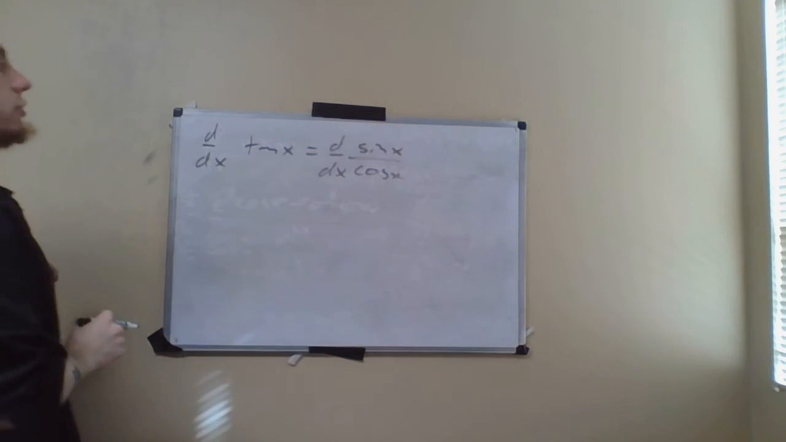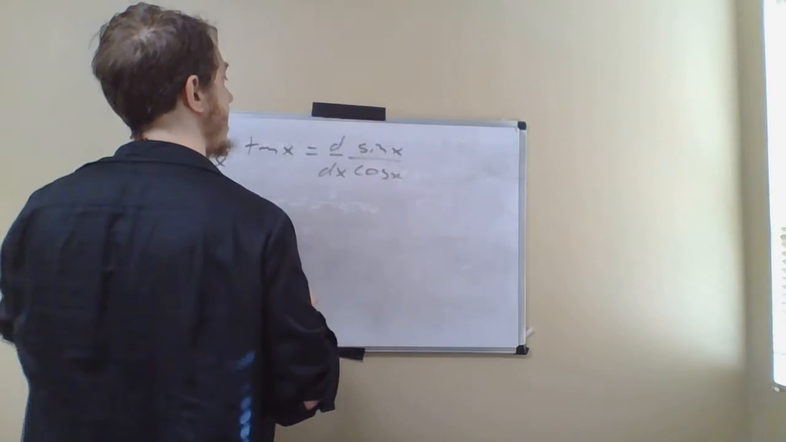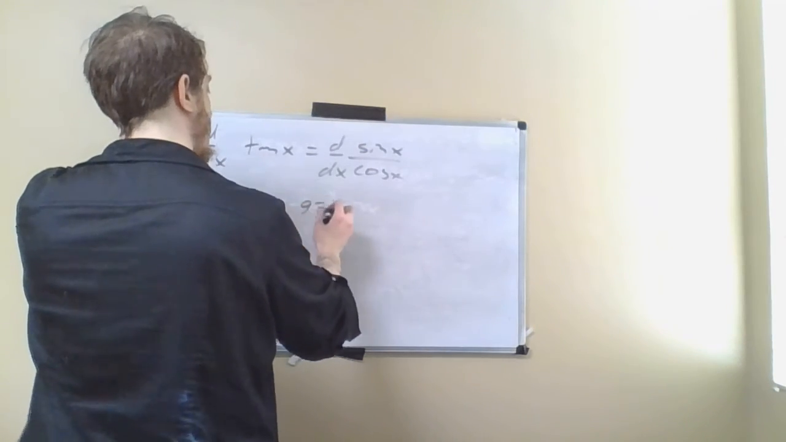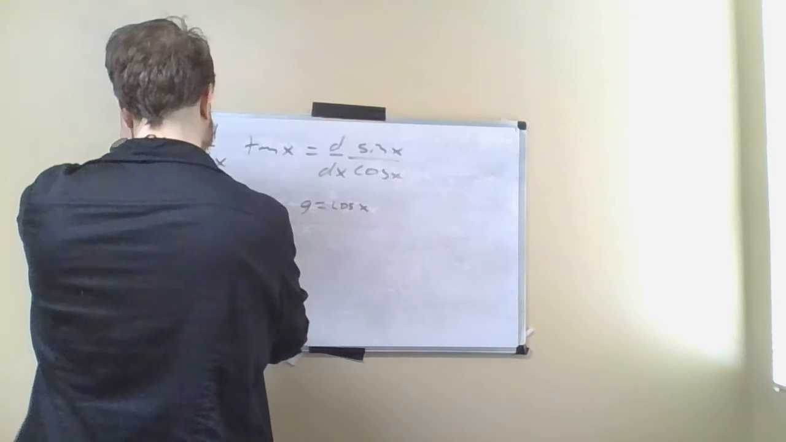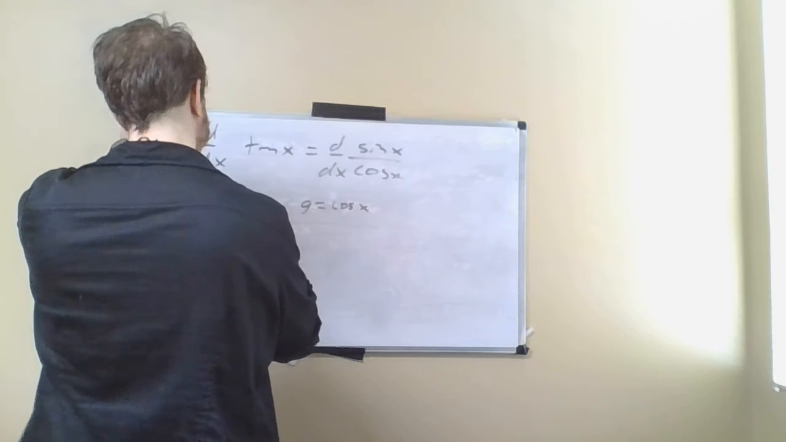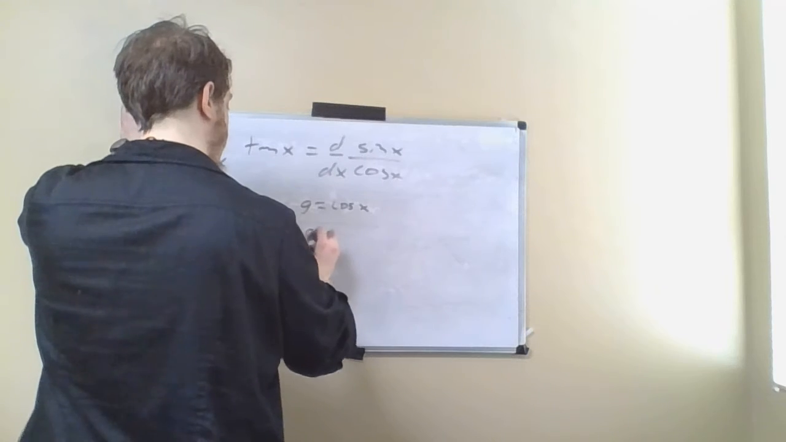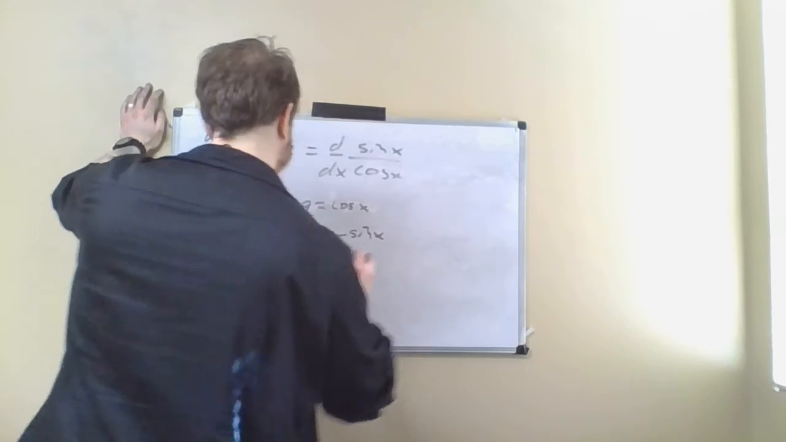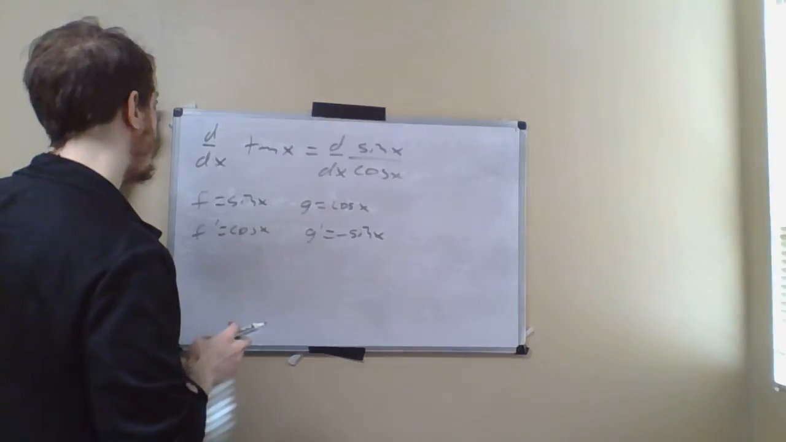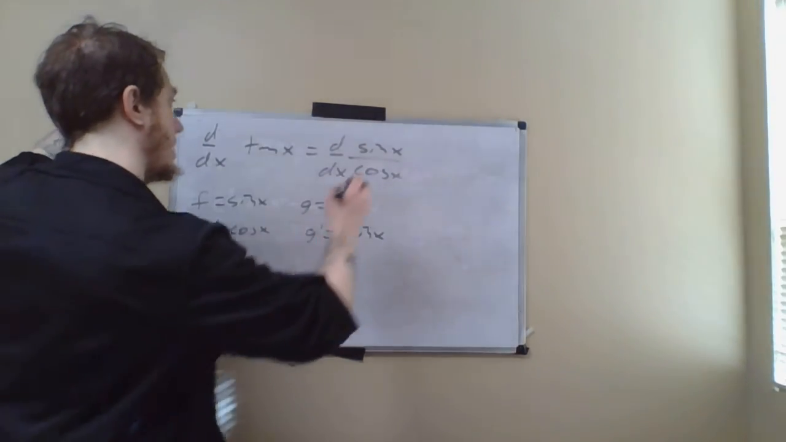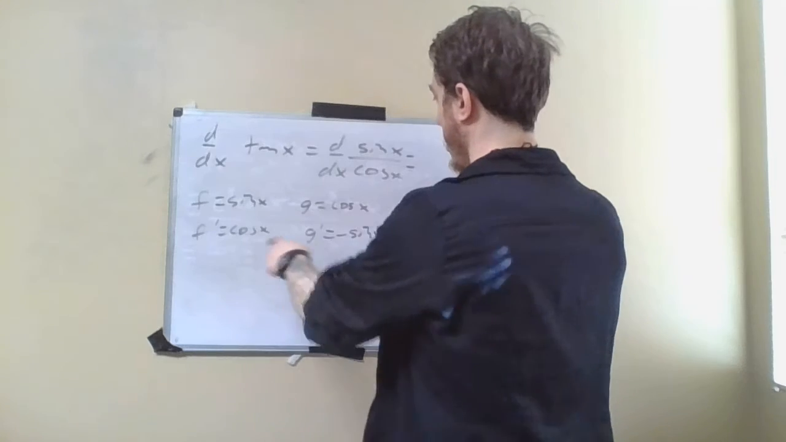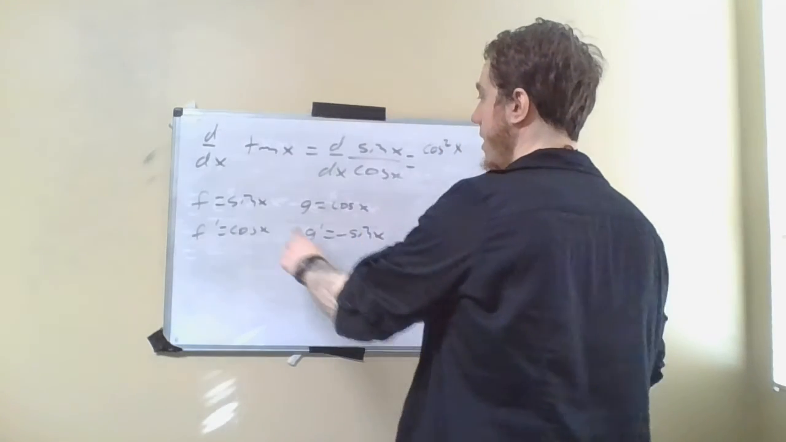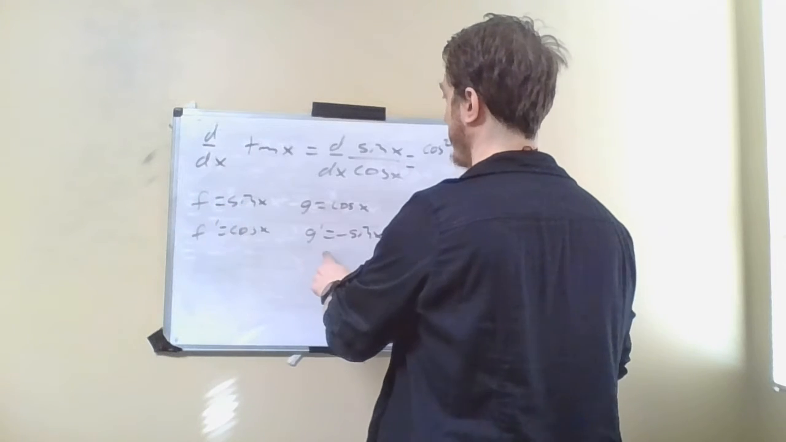All right, so let's take a look at how this works. We have f is equal to sine x, g is equal to cosine x, f prime then becomes cos x, and g prime is negative sine x. So if we do f prime times g, this is going to be cosine x times cosine x. That's cosine squared x. Then we have to subtract fg prime.